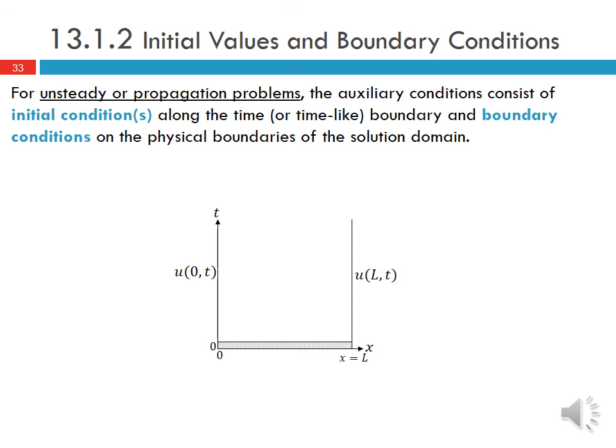For unsteady or propagation problems, the auxiliary conditions consist of initial conditions along the time or time-like boundary, as well as boundary conditions on the physical boundaries of the solution domain. So here we can have boundary conditions on the physical domain. We can have an initial condition specified, and then we have this open boundary in time where our solution can march forward in time.